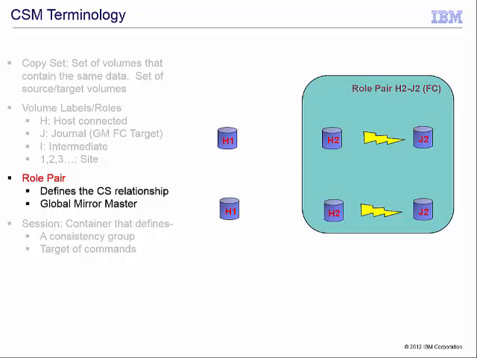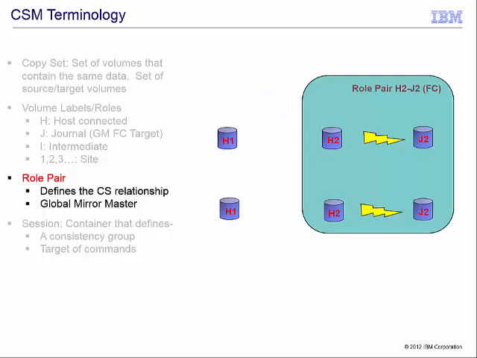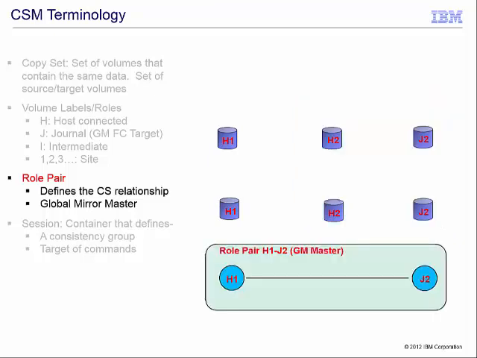Note that a volume may be included in 2 role pairs. In this example, H2 is the target of the continuous copy relationship represented by the role pair H1-H2, and H2 is also the source of the point-in-time relationship H2-J2 represented by the H2-J2 role pair.